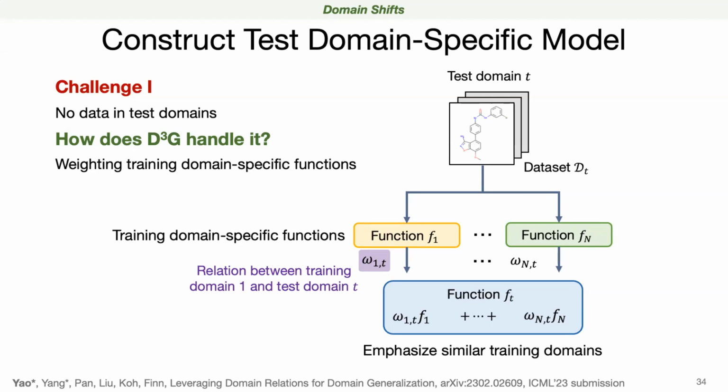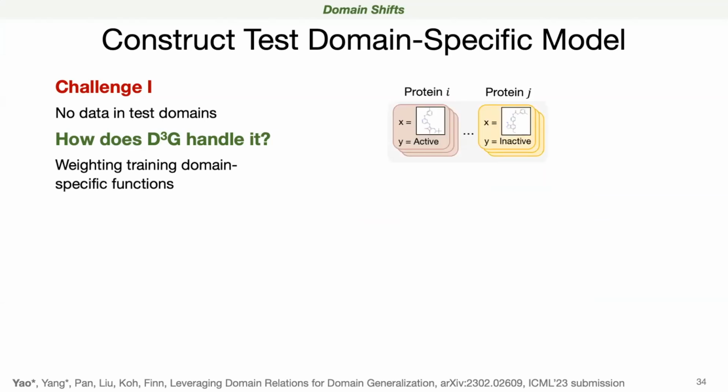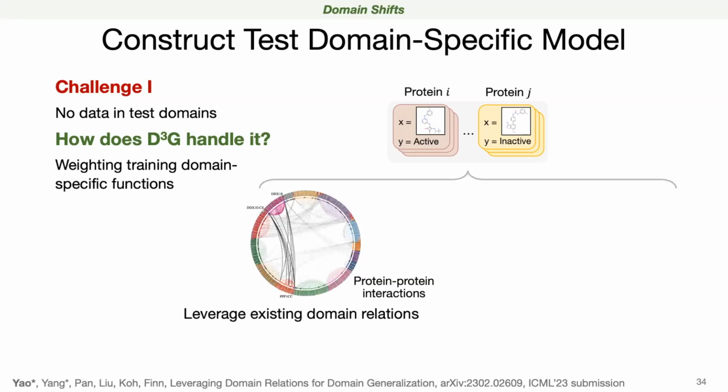So if we have some metadata from test domains, we can build the relationships. How do we build such relationships? There are a bunch of ways, and here we leverage the domain metadata. For example, here we have proteins as the domains, and we have a pair of domain information. In this drug-target interaction activity prediction example, we can first leverage some existing domain relations, for example, protein-protein interactions. Such protein-protein interactions can capture the relationship across different proteins. However, in some real-world applications, these fixed domain relations are not always accessible, and may not reflect the actual information behind the data.